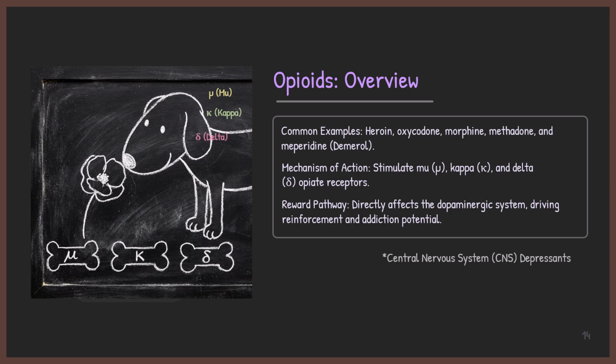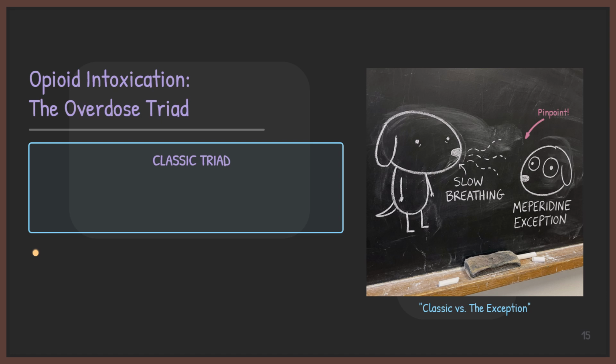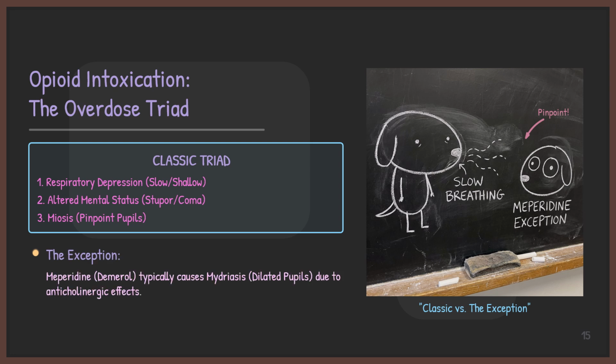Now you have to know opioid intoxication for the exam. The overdose triad is respiratory depression, slow, shallow breaths, decreased breaths, altered mental status, stupor, coma, and then miosis, which is very classic for opioid overdose. You'll see that the patient has pinpoint pupils. Now, the one exception to this is meperidine, which typically causes mydriasis, but it's very rare that they're actually going to test on that. They'll typically present the patient with pinpoint pupils.